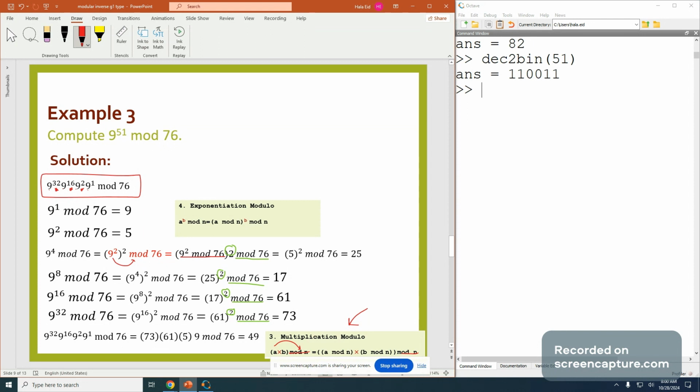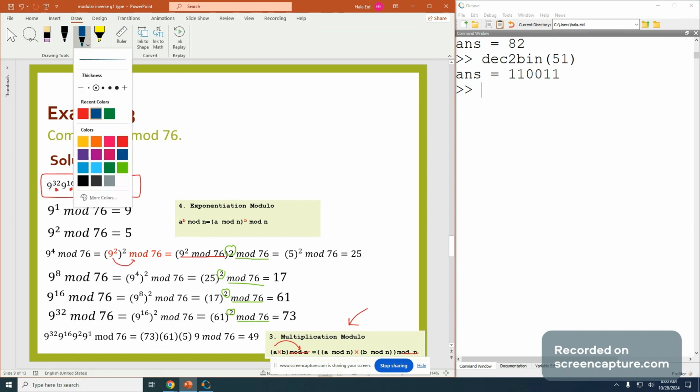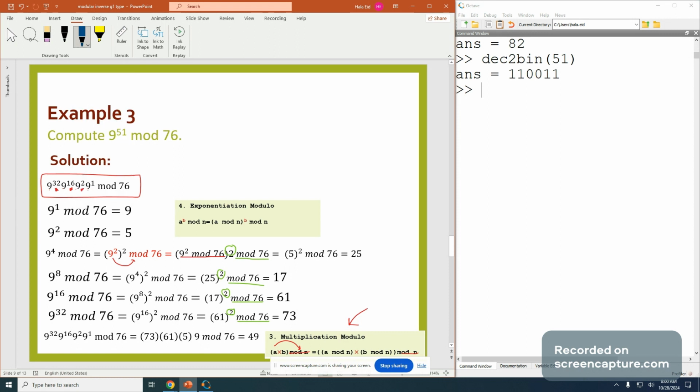All right, now I'm going to start with a small power. So here I started with 9 to the power of 1, and then I'm going to increase by squaring the term each time. 9 to the power of 1 mod 76 is manageable. I can do it in my head, because this is a smaller number mod a bigger number, so the answer is the small number itself. Now I'm going to square it. You're going to see each time we're going to square it to get all of these and then substitute.